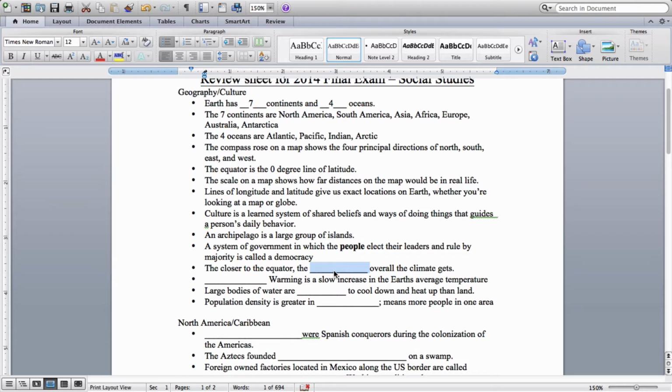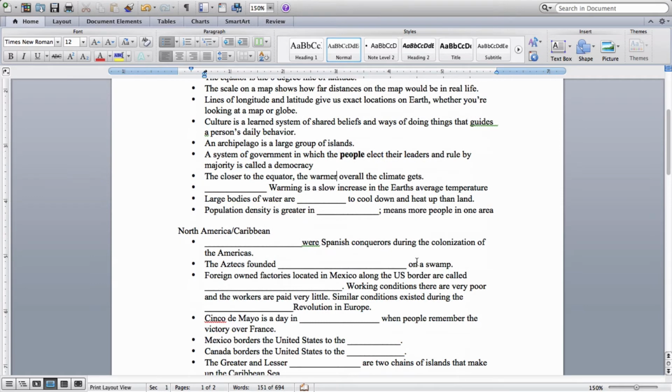The closer to the equator, the blank overall that the climate gets. Did I spell that right? Yes. The warmer, or you could say hotter, overall that the climate gets. And then, of course, the closer we get to the poles, the colder things get. Global warming is a slow increase in Earth's average temperature. We've talked about the next one over and over again.